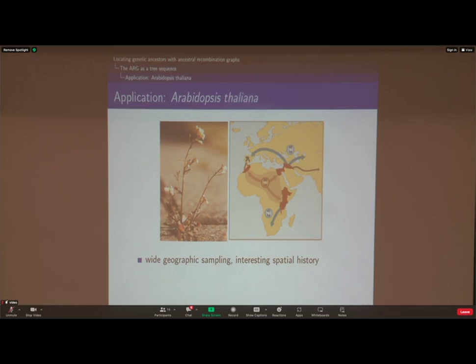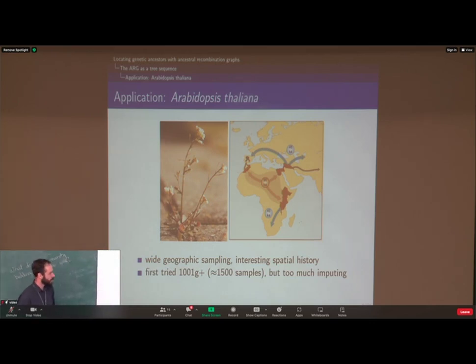So we went ahead and applied this to Arabidopsis, which has a great geographic sampling, Africa, Eurasia, North America, and a very interesting spatial history, which I alluded to at the beginning, where we have this expansion of Africa into the Middle East and then North Africa, Morocco, and then about 50,000 years ago, a big colonization from the Middle East into the Iberian Peninsula, where these two ancestors have met and have admixed. And so we thought it would be a really fun system to try our method on.